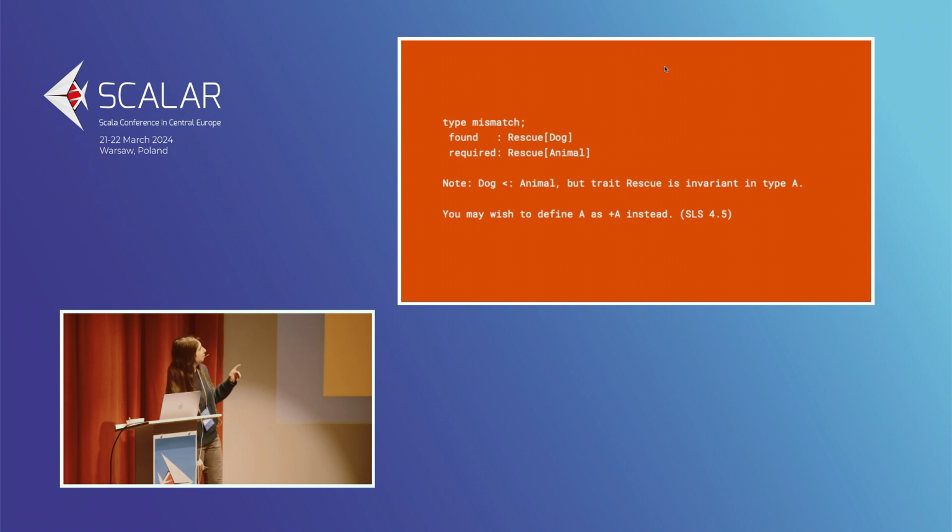But what I like about this error message is the compiler doesn't just tell me what's wrong, it also gives me a hint as to how I can fix my problem. It's like, okay, look, I found an instance of rescue dog, but what I need is an instance of rescue animal. So I can't compile this code, not going to work, but I noticed there is a relationship between dog and animal. And so I think there's a way around your problem, which is to add a little plus in front of your A type parameter here, and we're going to see in a couple of seconds what that means, really.